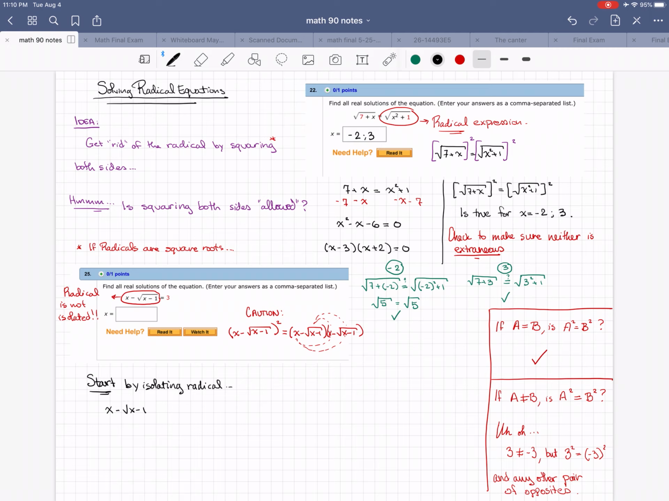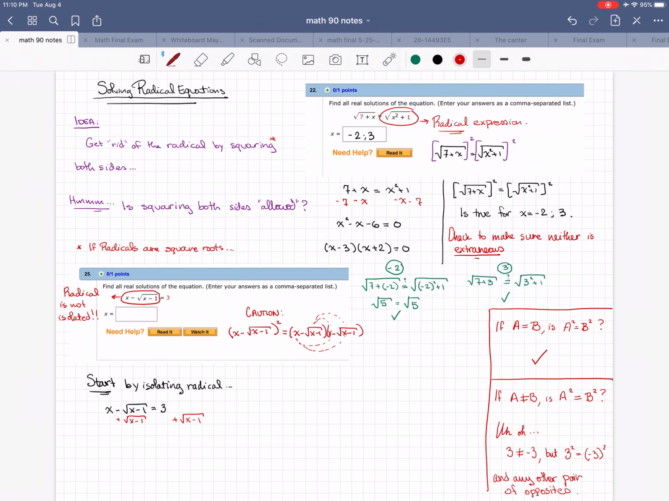I'm going to go ahead and recopy. How you choose to isolate the radical is kind of up to you. There's more than one way to do it. I'm going to do this by adding the square root of x minus 1 to both sides. That's going to move the square root over from the left side to the right side.